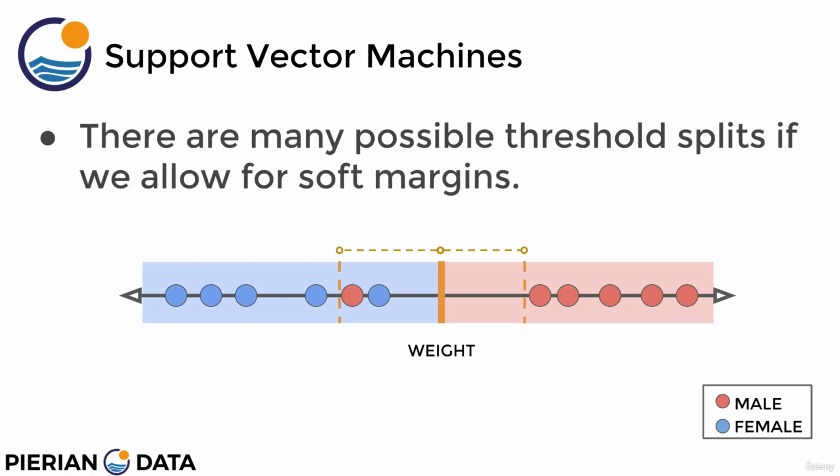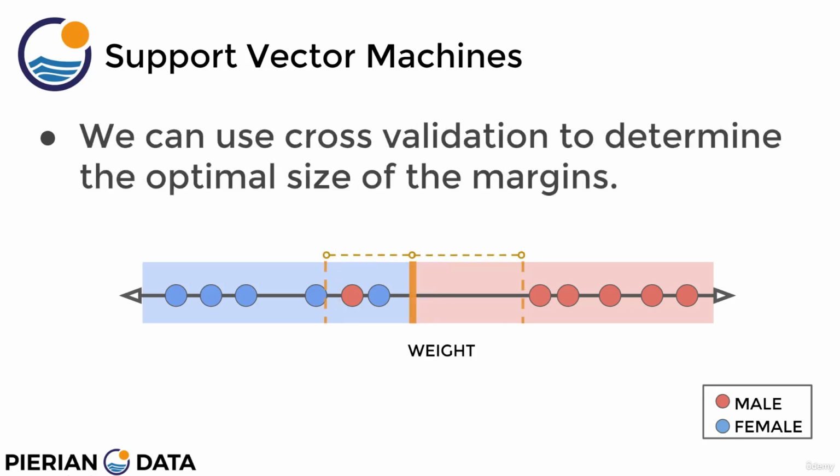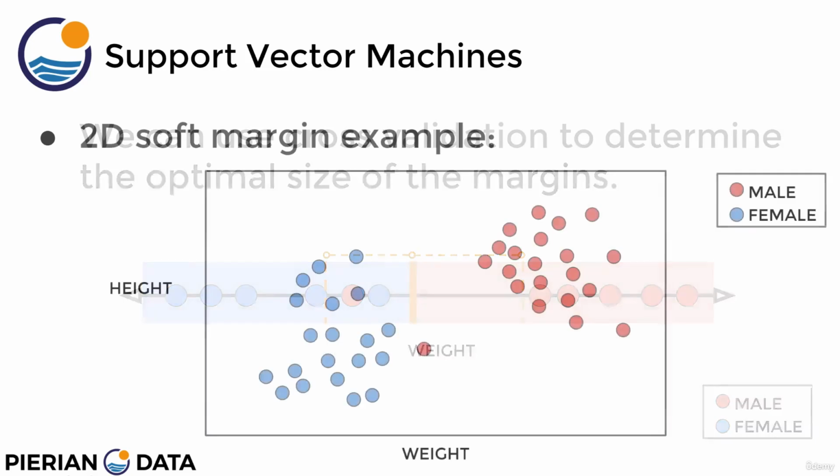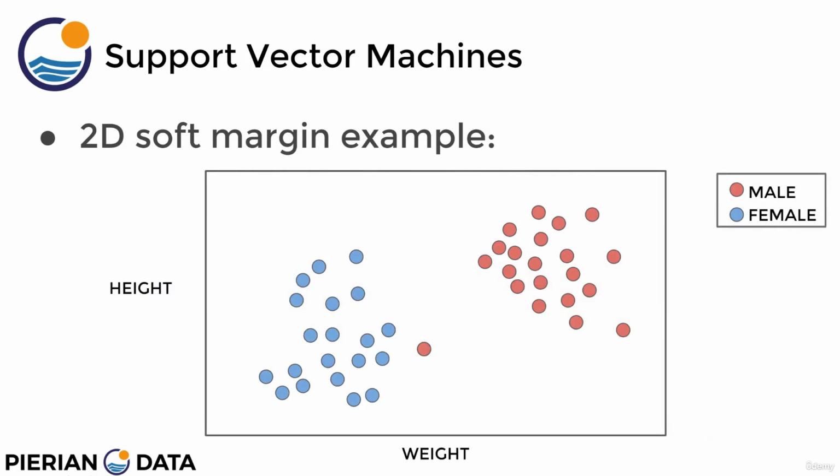Keep in mind that once we introduce the idea of soft margins, there actually is going to be many possible threshold splits. So how do we deal with this issue? Now that we're not actually dealing with a maximum margin classifier, we'll have to figure out what level of misclassifications should be allowed. In this case, we can use cross-validation to determine the optimal size of the margins, essentially testing out different levels of misclassifications allowed to be performed inside of the margins to figure out the best overall model. Let's take a look at this in 2 dimensions.